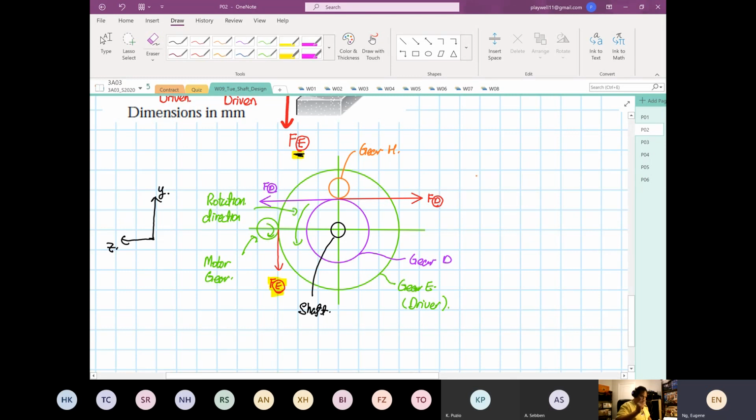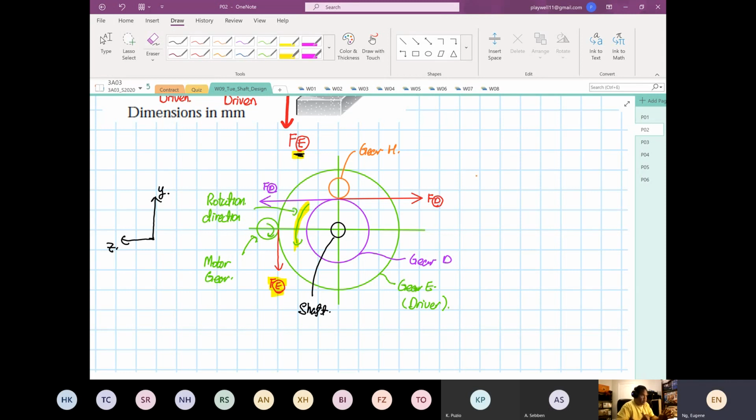Force E, the applied force to the system, is going downwards in that direction, right? And it's going to generate a rotation about this direction over here. Look at this rotation, right? So every gear is working in that direction. So now the question is, the force at point D, is it going towards the left-hand side or the right-hand side?